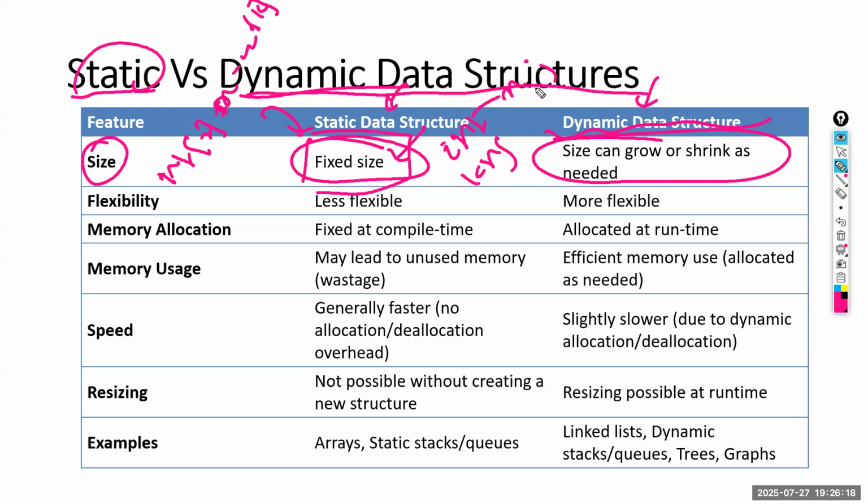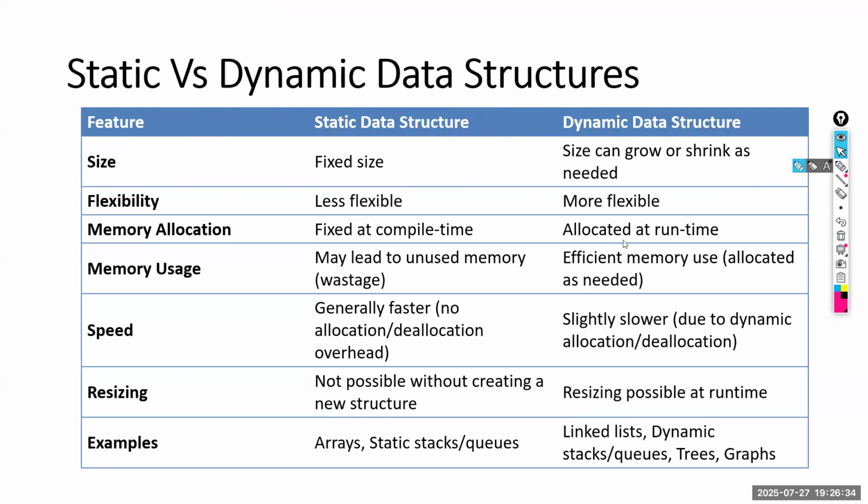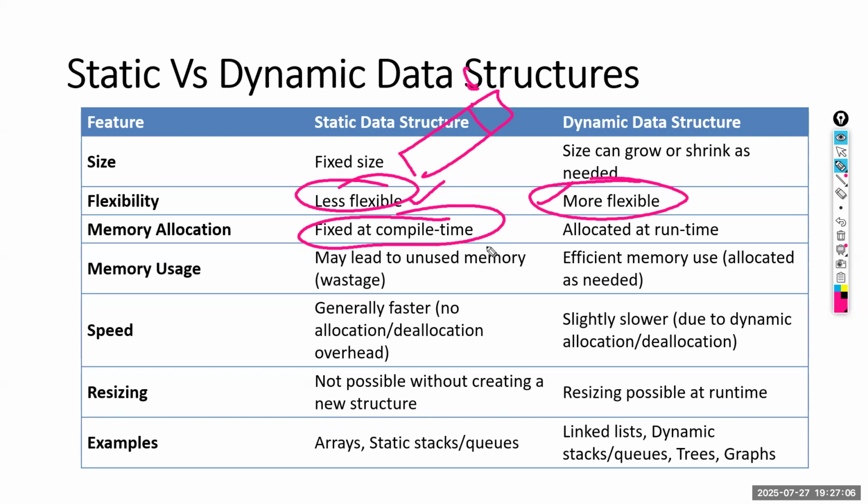Therefore, the new trend is to go for more and more dynamic data structures. But it doesn't mean that static data structures are bad, because sometimes these restrictions are also good. Dynamic data structures are more flexible, whereas with static data structures, if you create a Java array of size 10 and want to add an 11th element, you can't. You need to create another, bigger array and copy the existing data. That is the only way, so it's very rigid. Memory allocation is fixed at compile time; at runtime you can't change it. But in dynamic data structures, memory allocation is decided at runtime.